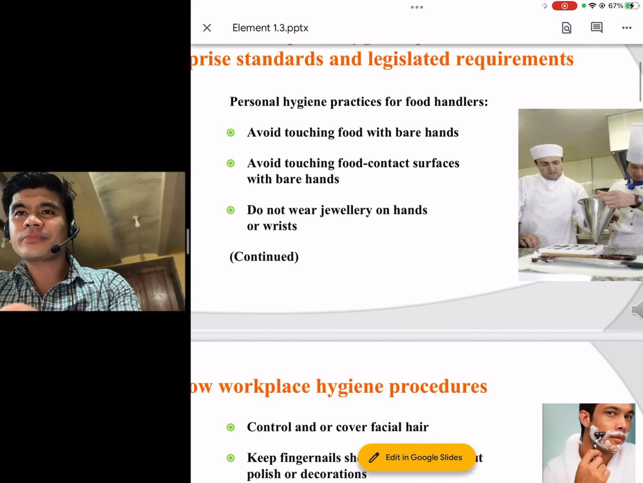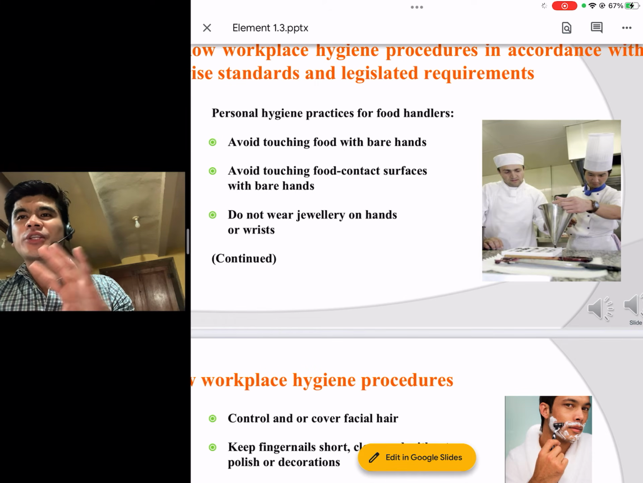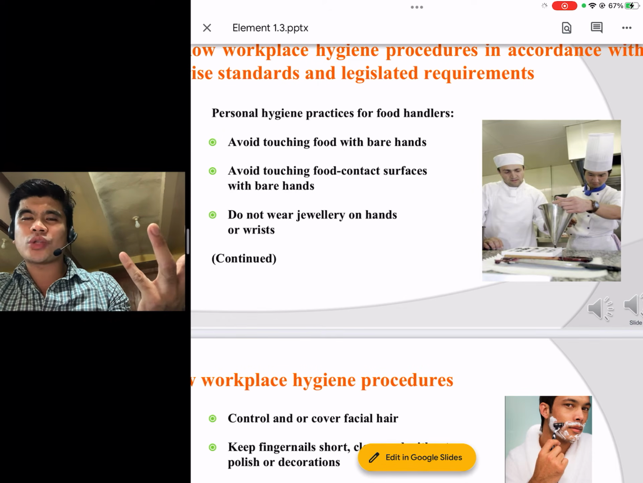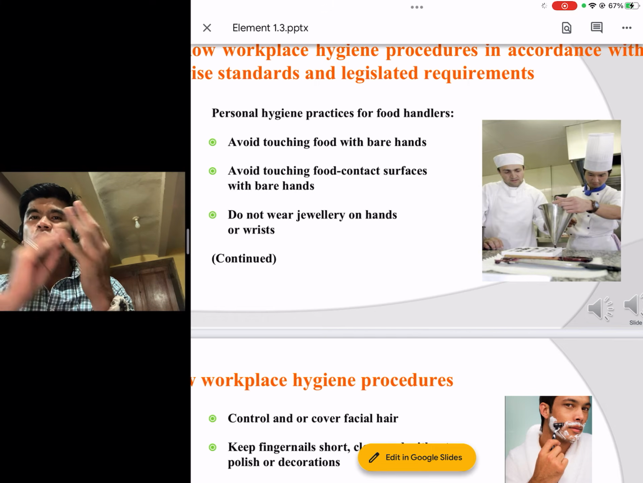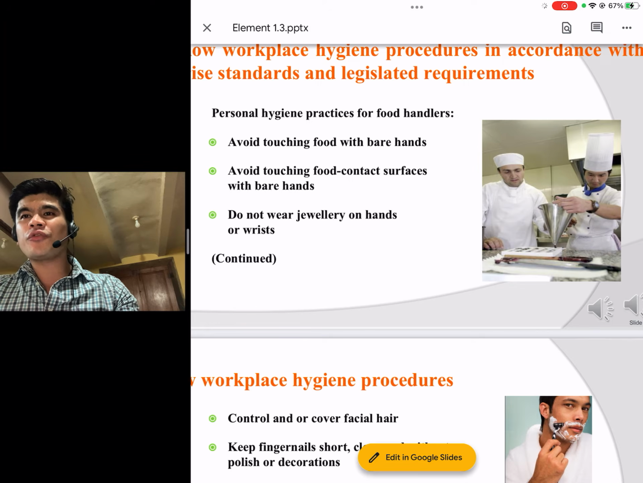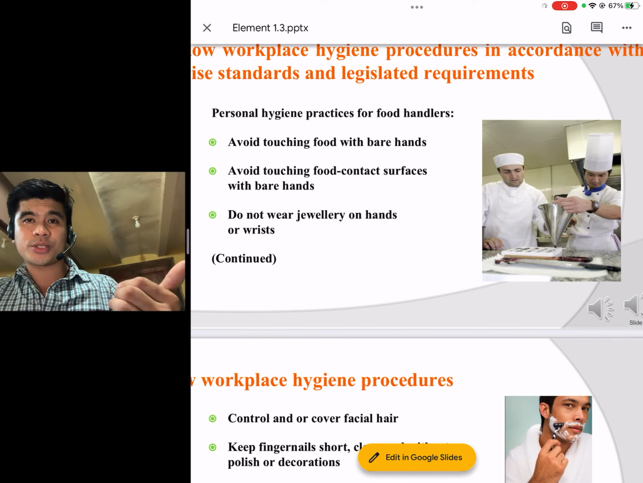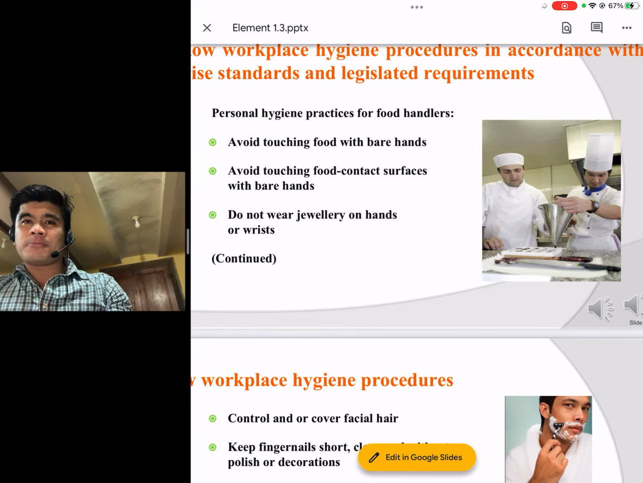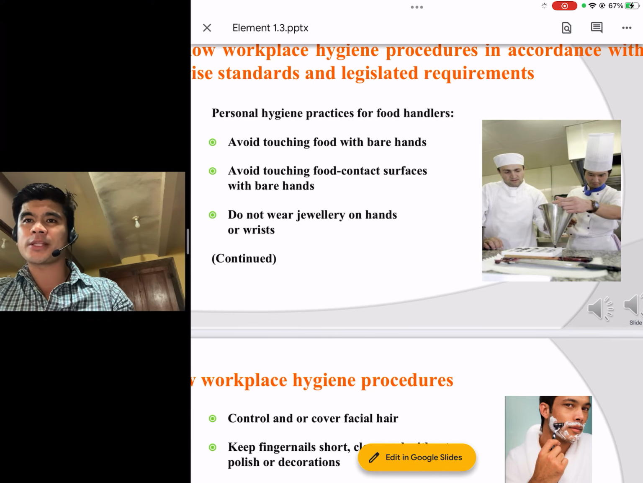First, what are the best practices of the food handlers? Avoid touching food with bare hands. We all know that by now. The company standards, some of which or majority of them will require you to wear gloves. Wear the gloves and hold the food. Next, avoid touching food contact surfaces with bare hands. What are the food contact surfaces? It could be the chopping boards. It could be the serving spoon, and a lot more equipment in cooking equipments.